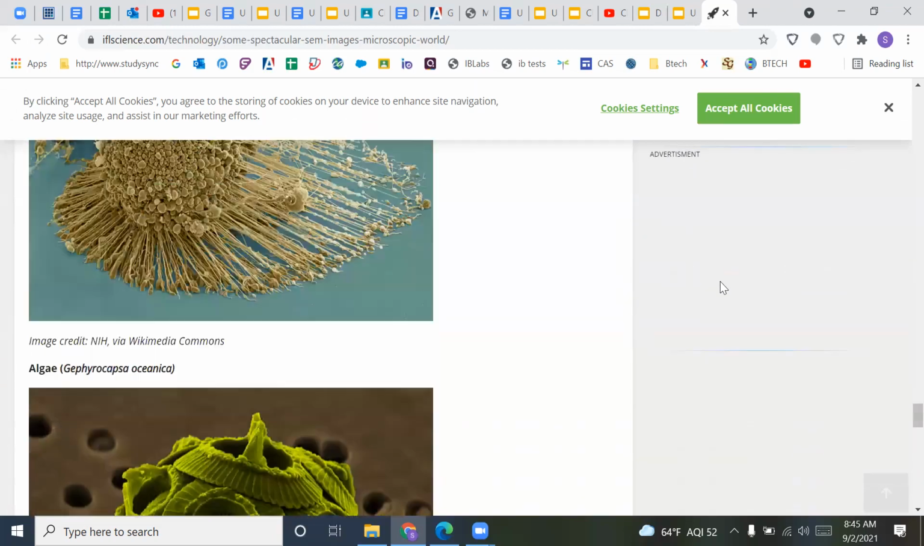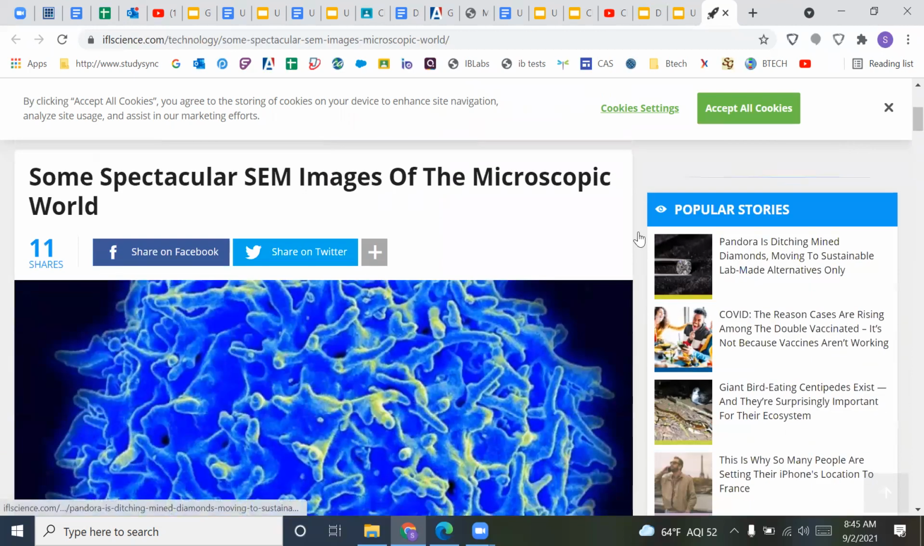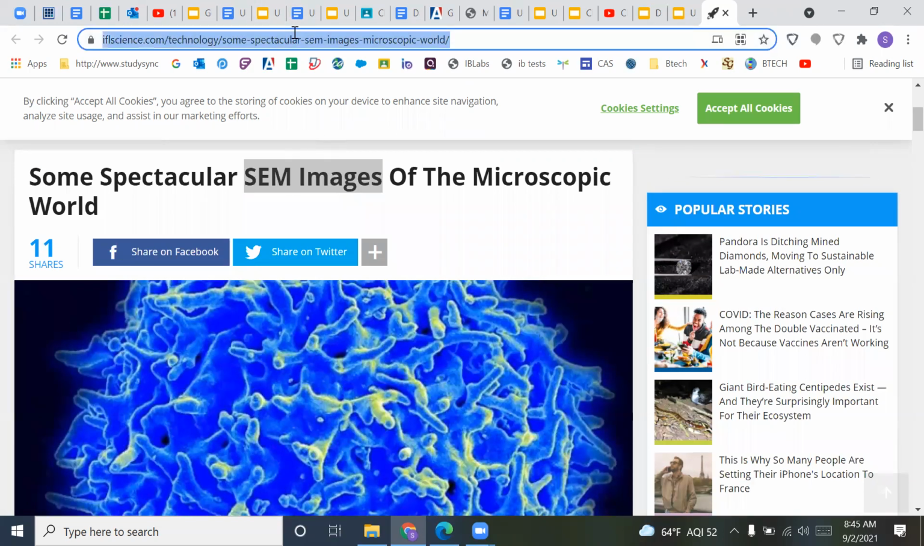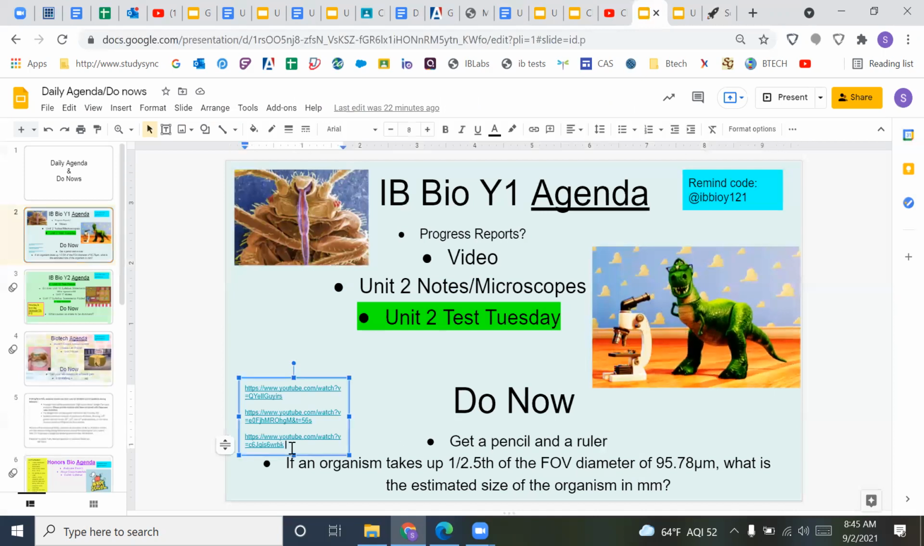And that's it. So this source, I'll actually link it on our agenda, SEM images. So that's what you want to look up. If you want to look up like tarantula SEM, okay? I'll put this on our daily agenda. If you like those images and you want to use them, they'll be down here.